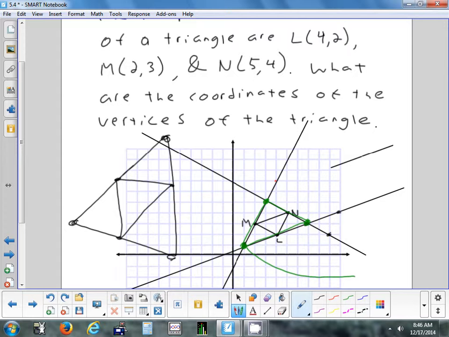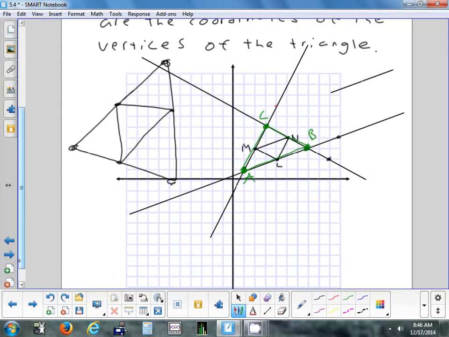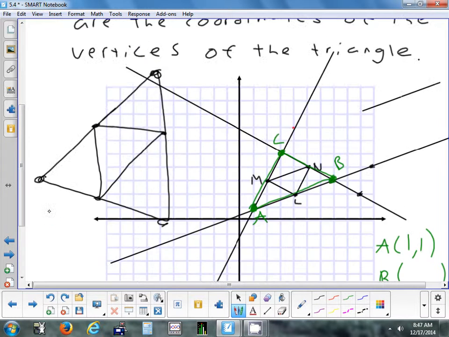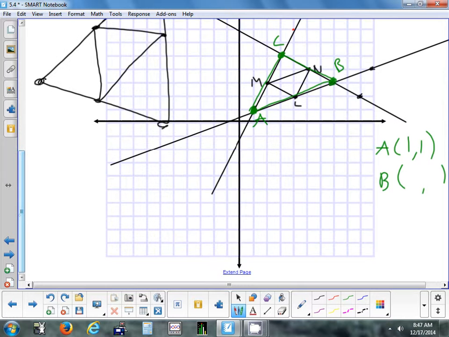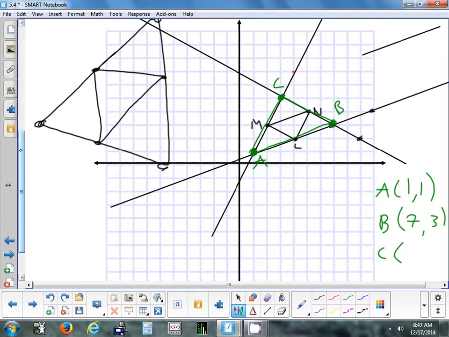Let's call this A, B, C. What's the coordinate of A? Yep, 1, 1. Okay, let's look at B. James, what's the coordinate of B? 7, 3. Yeah, looks like 1, 2, 3, 4, 5, 6, 7, 3. And the last one, C, looks like 3, 5.